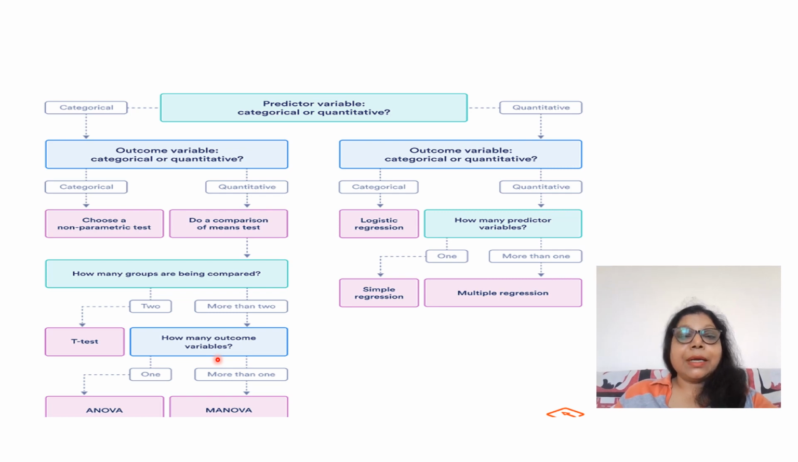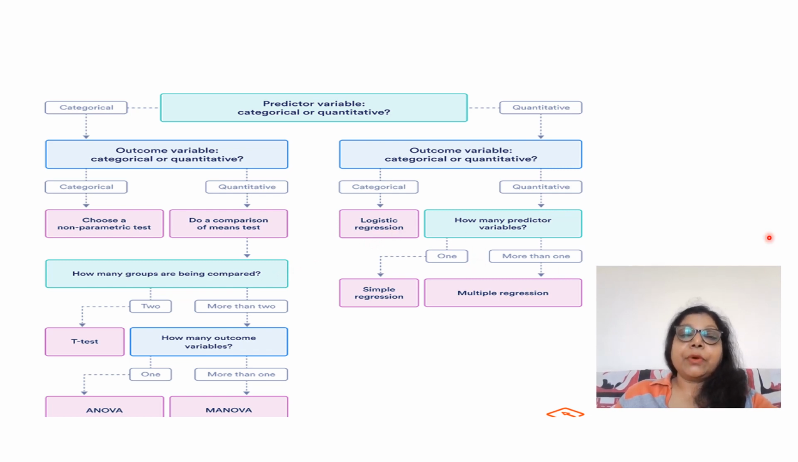Now similarly, coming back to if our predictor variable is quantitative, let's see what the outcome variable is, whether it is categorical or quantitative. If it is categorical, we will use logistic regression. If it is quantitative, we again ask how many predictor variables we have, one or more than one. If it is one, we will use simple regression. And if it is more than one, then we will go for multiple regression.